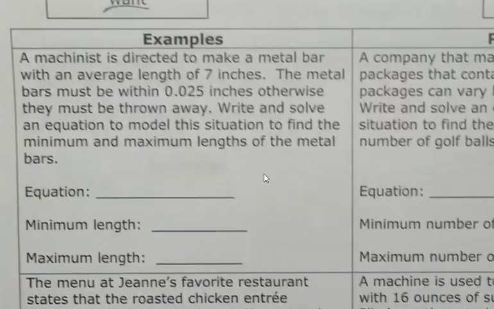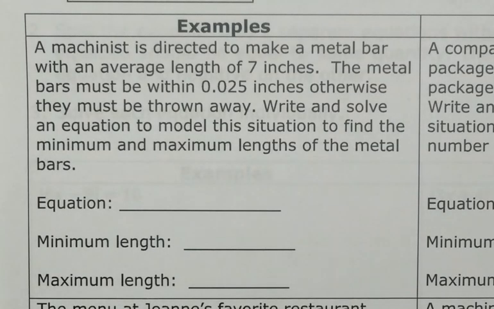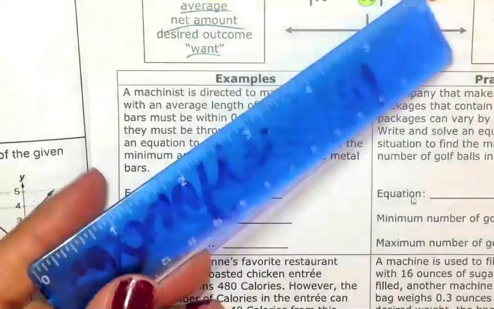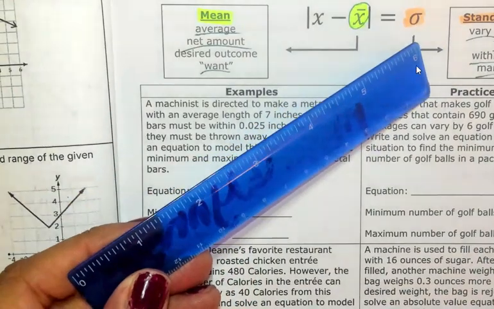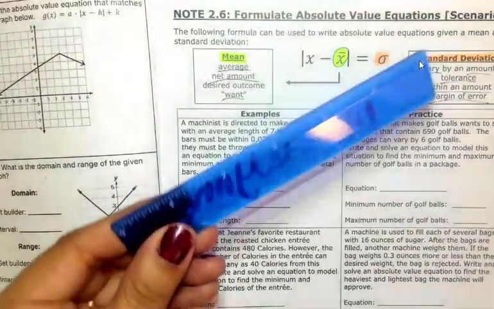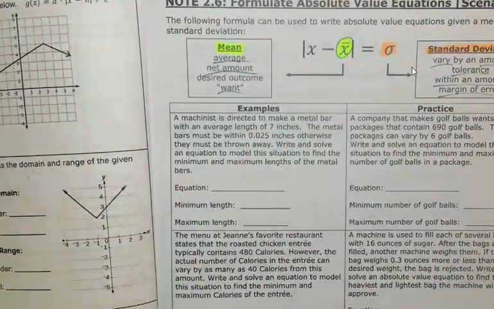The first one is a machinist is directed to make a metal bar with an average length of 7 inches. The metal bars must be within 0.025 inches, otherwise they throw it away. So in class, I just displayed that I had a ruler, and this ruler was 6 inches. So imagine a metal bar that's 7 inches, something like this, being created.